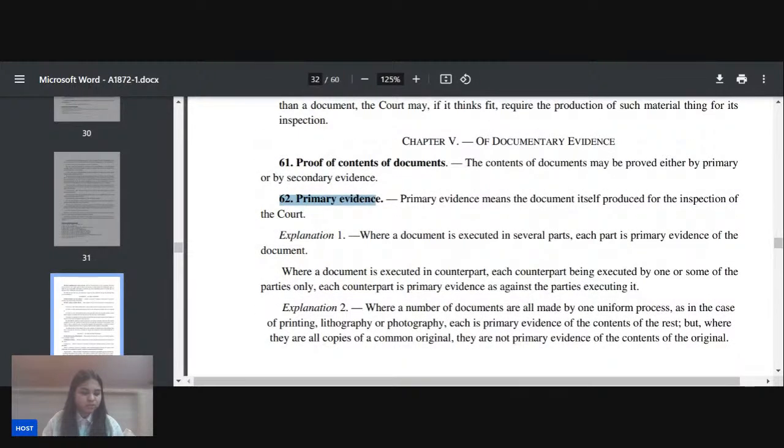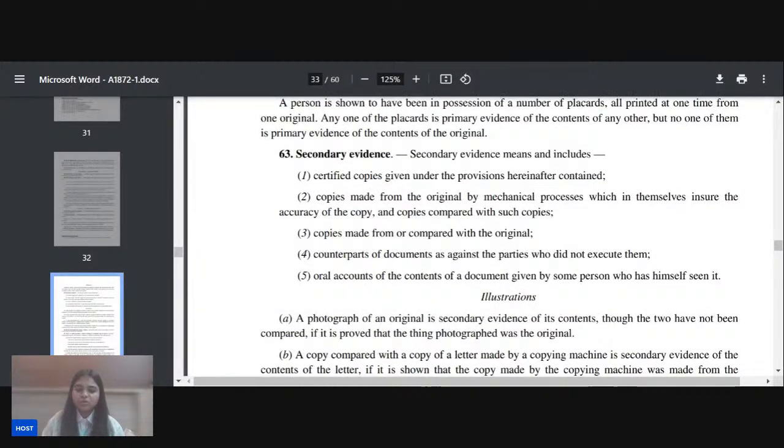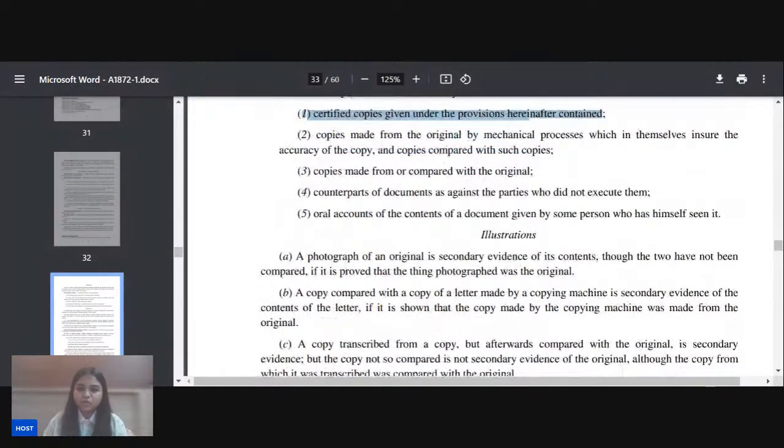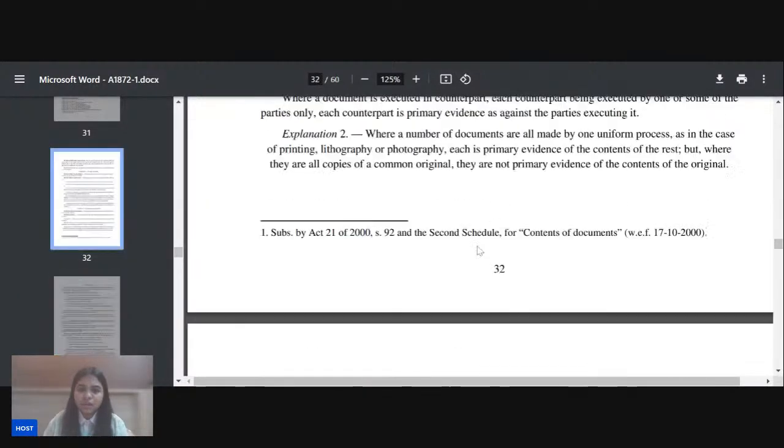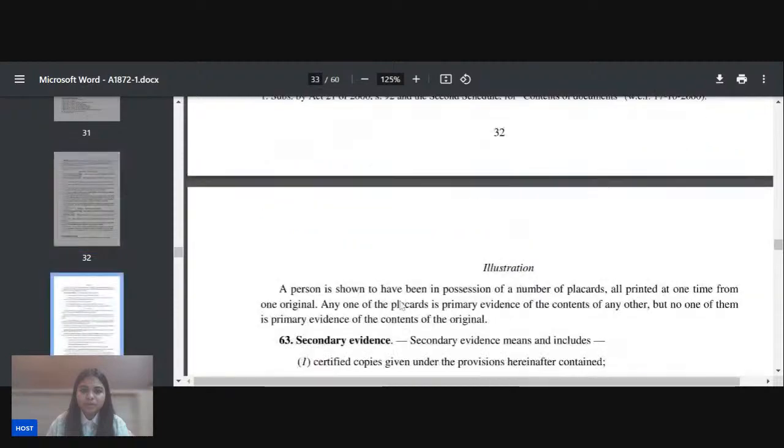Remember these sections, because questions come from them. Primary evidence is defined where, and secondary evidence is defined where. Secondary evidence is these things: certified copies, xerox copies, right? These are secondary evidence. Photographs, all these are secondary evidence. Primary evidence is the original document, and these are the explanations given to primary evidence.